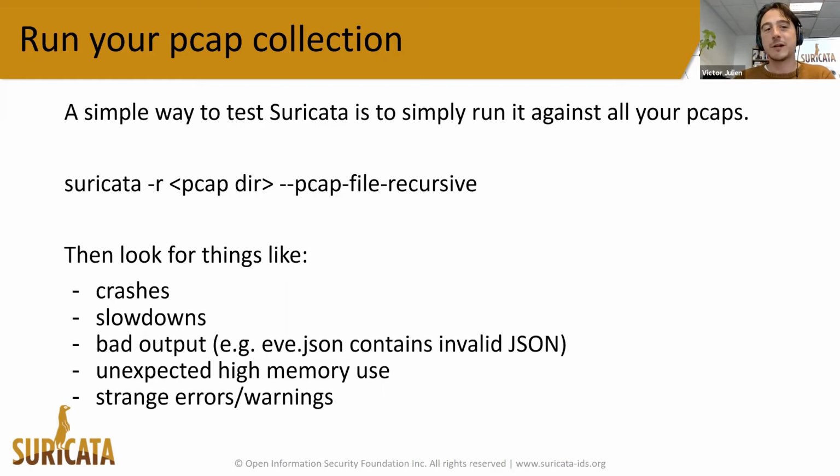So, Suricata can just run entire directories of pcaps. With Suricata 6, we also gained this pcap file recursive option where it can go down into your directory structure and read all the pcaps. And then we're looking for simple things like crashes, extreme slowdowns, bad output like invalid JSON, unexpectedly high memory use or CPU use, strange errors and warnings and things like that.